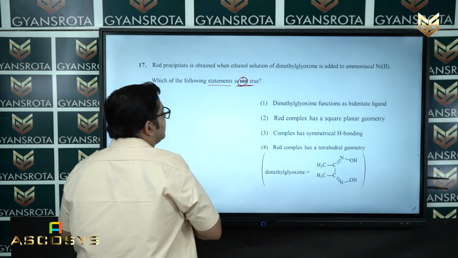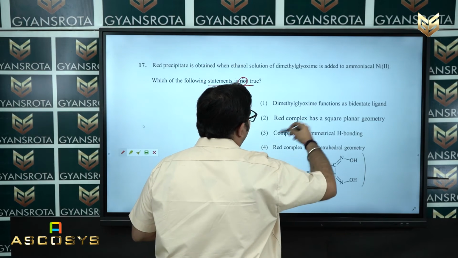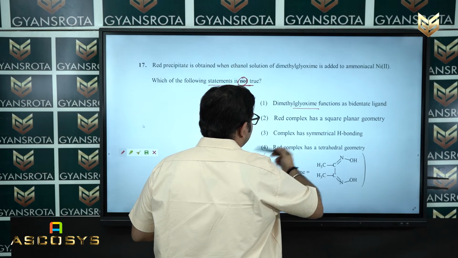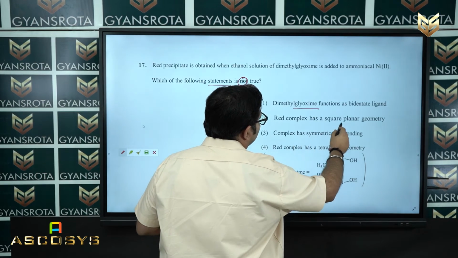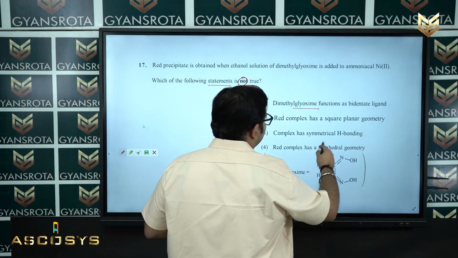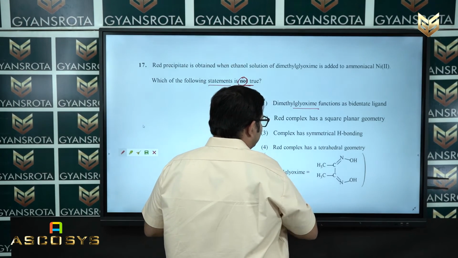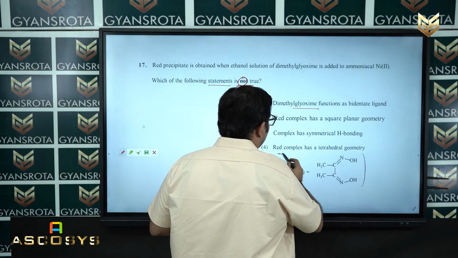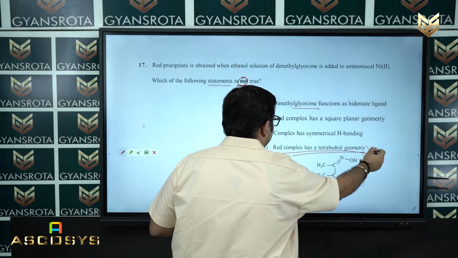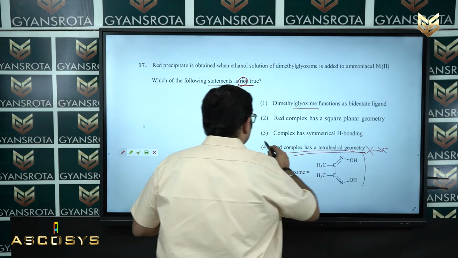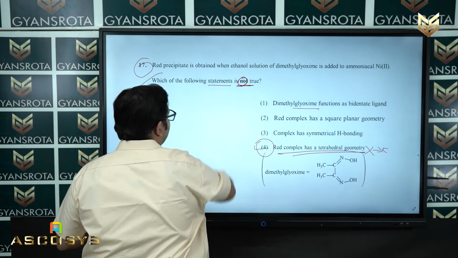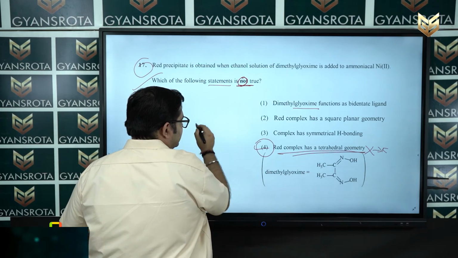Now, dimethylglyoxime functions as a bidentate ligand. Yes, this is true; it always acts as a bidentate ligand. The red complex has a square planar symmetry. Yes, this is true. The complex has symmetrical hydrogen bonding. Yes, this is also true. The red complex has a tetrahedral geometry. No, this is a wrong concept; it is a false statement. So option number 4 is the correct statement for question number 17, and the structure looks like this.